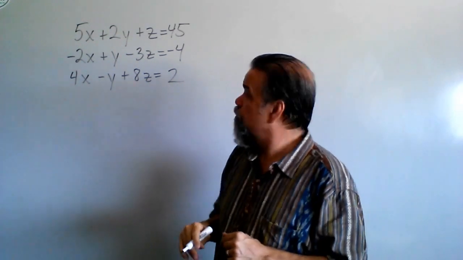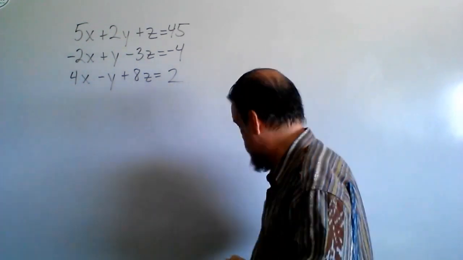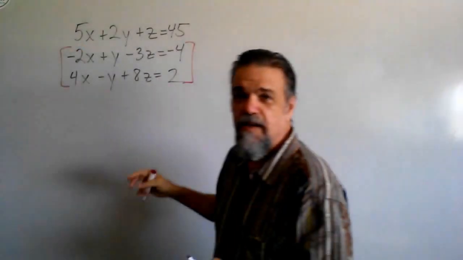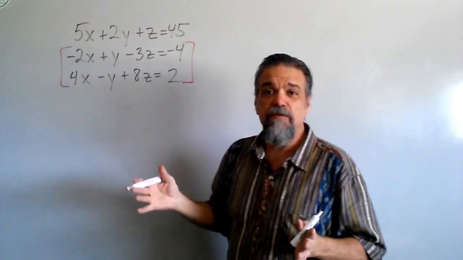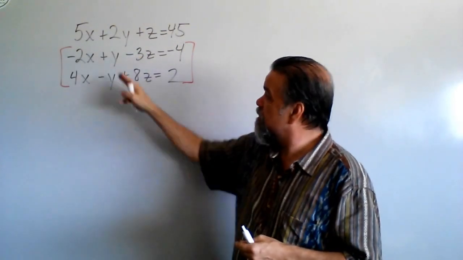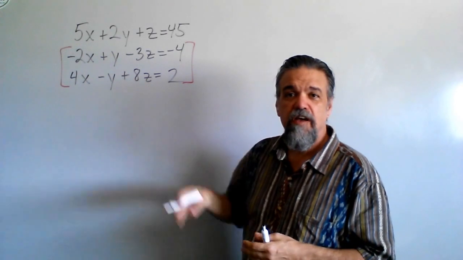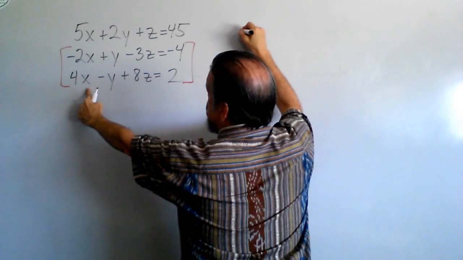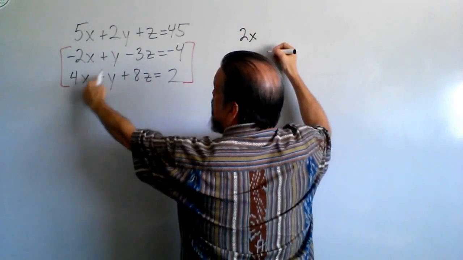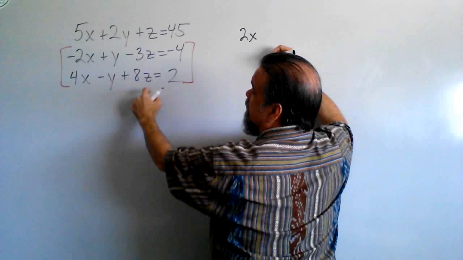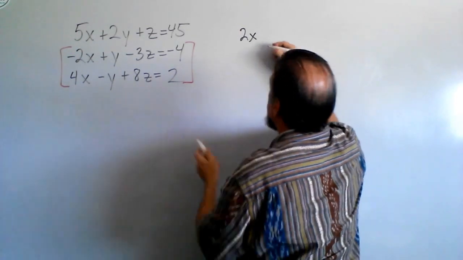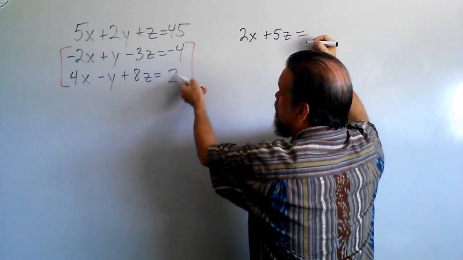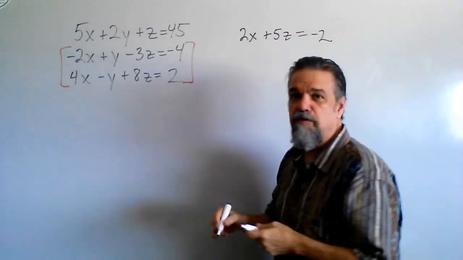and I can combine them very, very easily to get rid of them. So first off, I'm going to take these two right here and combine those two. I don't even have to multiply either equation by anything because I have a positive y and a negative y. All I have to do is just add them up. And what do I get? Negative 2x plus 4x is 2x. The y's eliminate each other. And then I have negative 3z plus 8z, that's going to be plus 5z equals negative 4 plus 2 is negative 2.